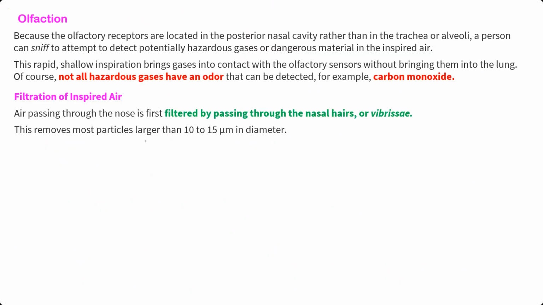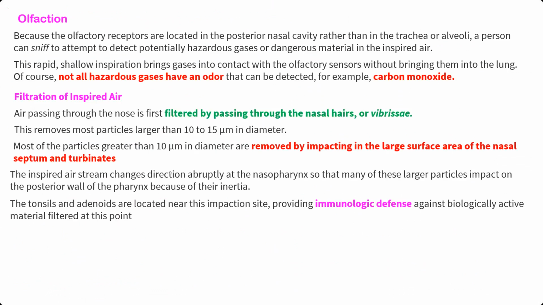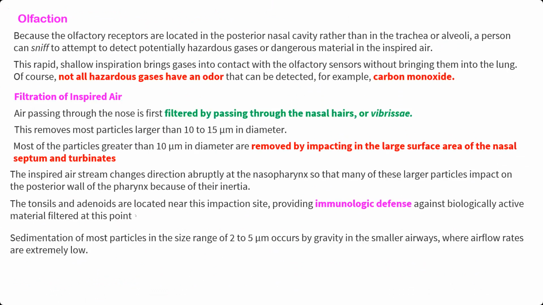And filtration of inspired air occurs by all these mechanisms, including tonsils and adenoids, which have an immunological defense function also. So that is why we normally say do not remove tonsils unless they are very badly infected and causing repeated fever and other problems. They are protective lymphoid tissues which should not be removed because they give a lot of immunological effect.